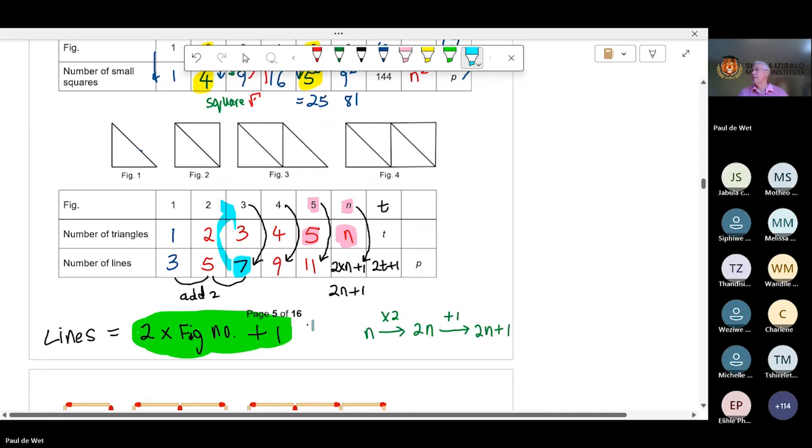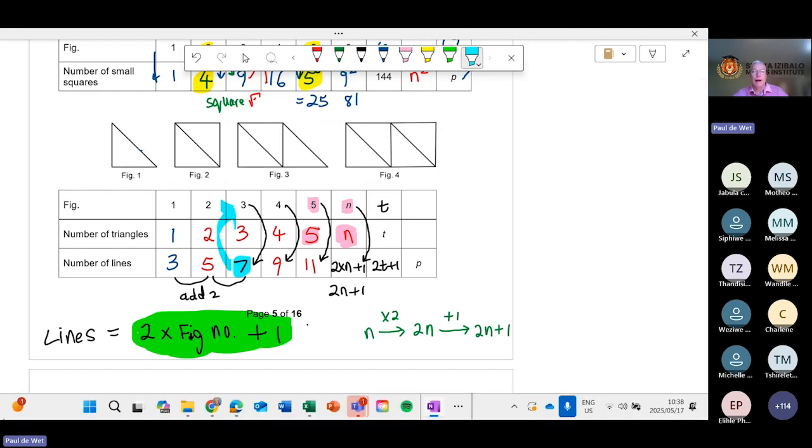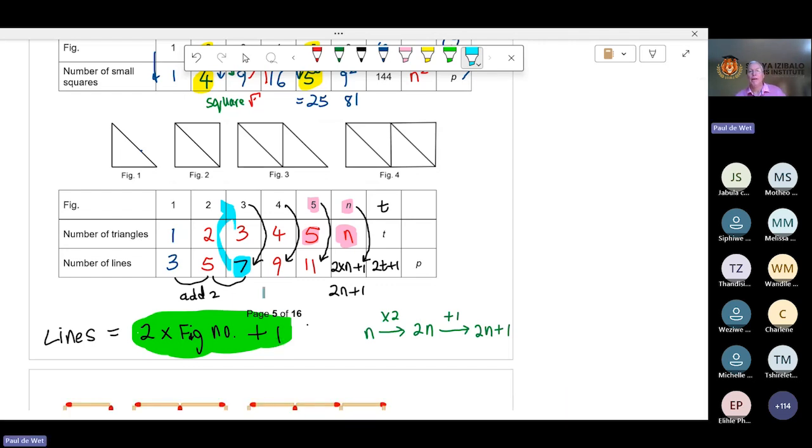So when we go this way, we multiply by 2 and then add 1. Multiply by 2 and then add 1. Okay. Now, if we want to go backwards, so if we want to go this way, I want you to think about how you undo that. Okay. How do you undo adding 1?